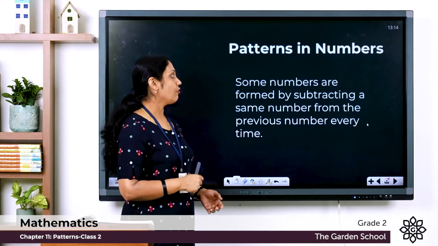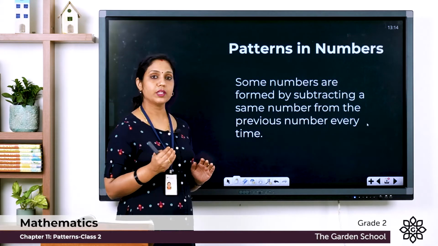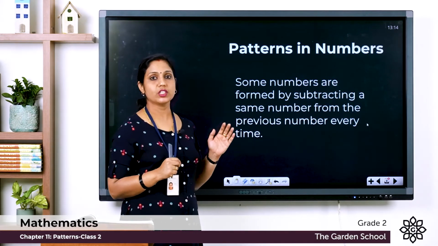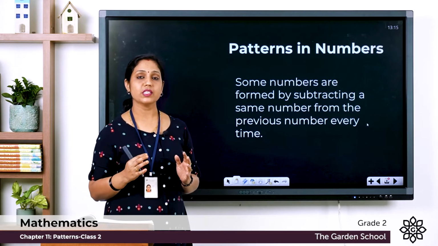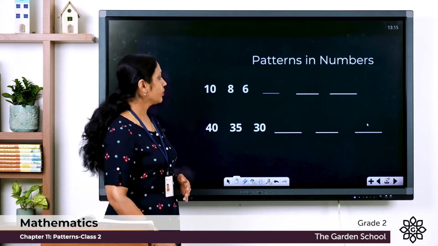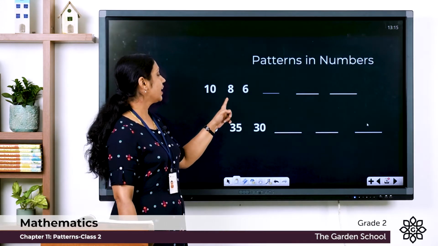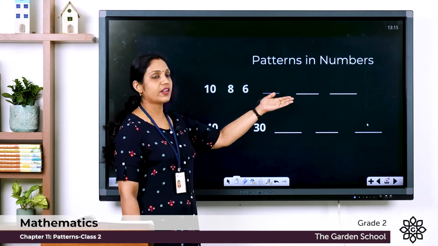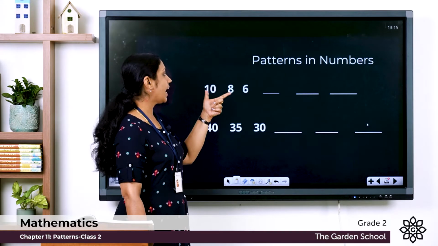Some numbers are formed by subtracting a same number from the previous number every time. So till now we learned the numbers by adding. So some numbers are formed by subtracting also. So let's see how it is arranged. So let's check these numbers. We have 10, 8, 6 and the rest are missing. So let's look at the first two numbers. We have 10 and 8.